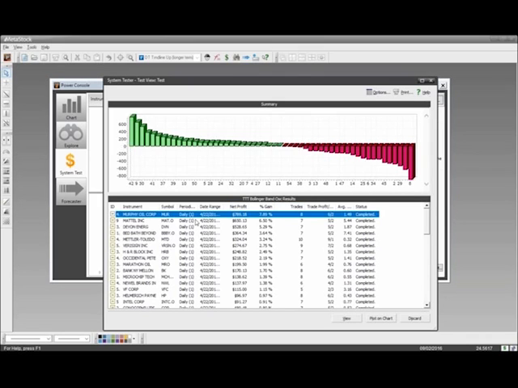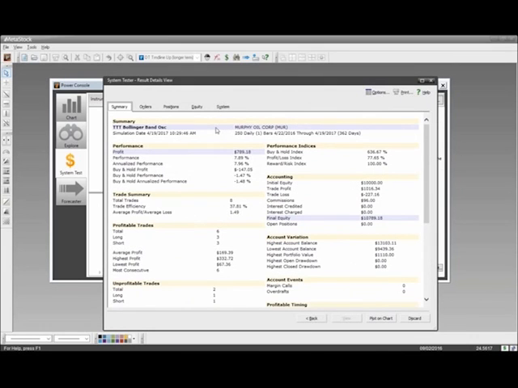Let's take a look at our first result. I'm going to go ahead and click on view. Now the screen that it brings up is actually the complete results of the system test. Some of the information you're going to use, a lot of the information you won't, but a couple of key things to point out here.